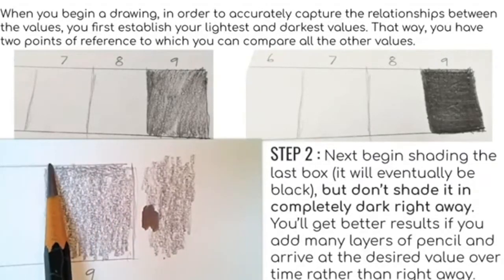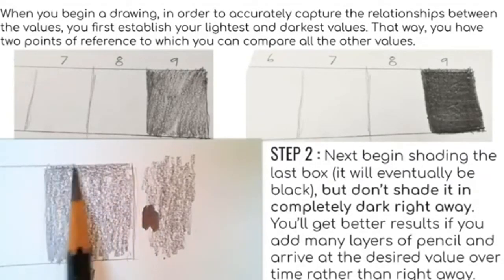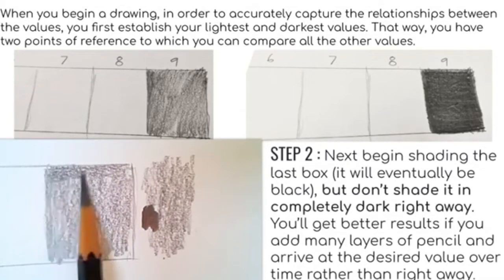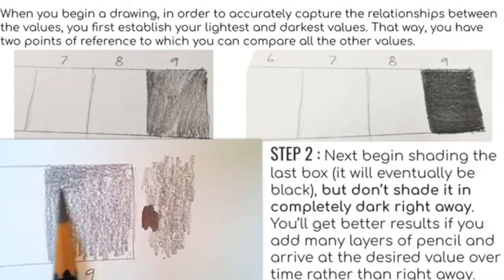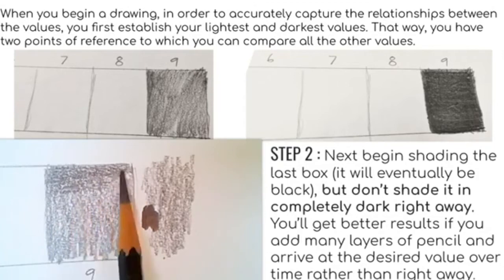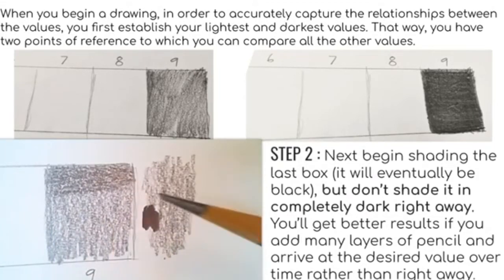Again, I'm going to go with my pencil tip towards that edge, and I'm going to shade away from it. Now you can see I'm not pressing any harder. All I'm doing is putting down a second layer. And with that second layer, it already has a pretty good value change.